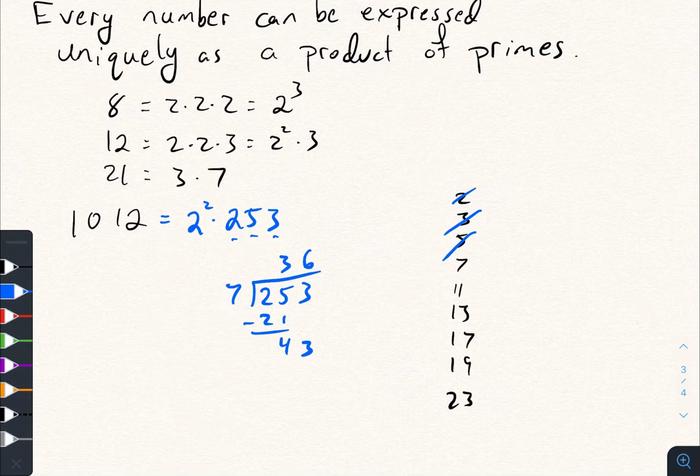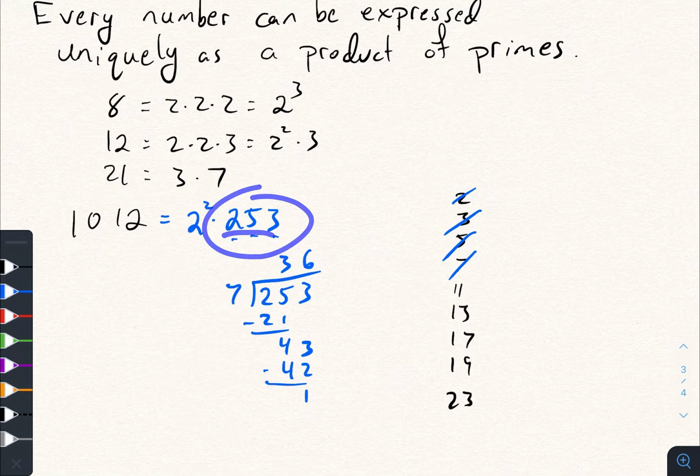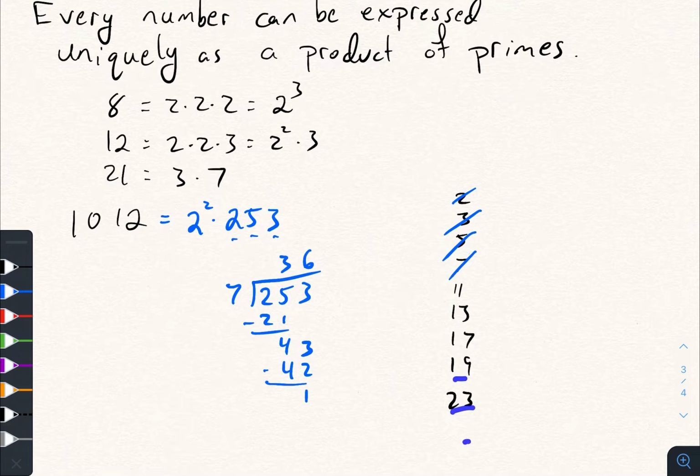And then it's not going to go evenly into 43. It goes evenly into 42, and then we get a remainder of 1. So 7 is not going to be a factor here. Okay. At this point, I'm starting to get worried. When I'm doing this problem, I'm not sure whether or not this is going to be a prime number. So I don't want to divide this number by 11, 13, 17, 19, 23, 29, 31. I don't want to keep going.